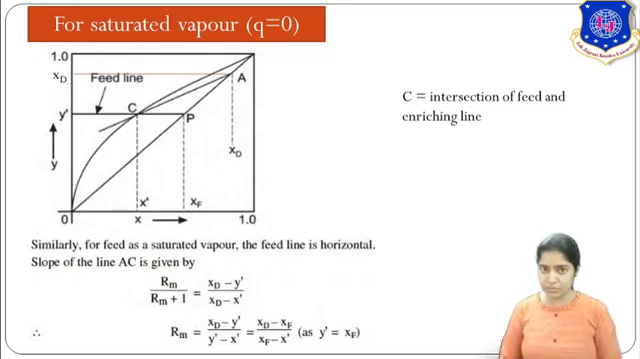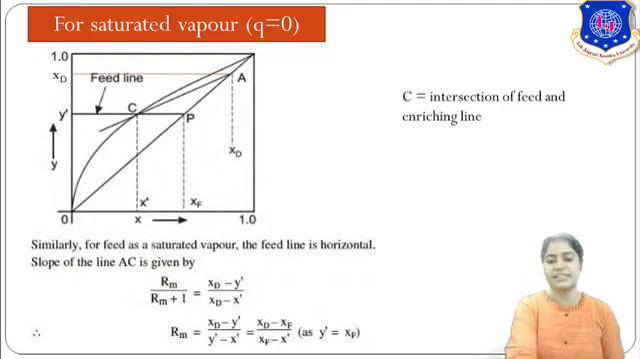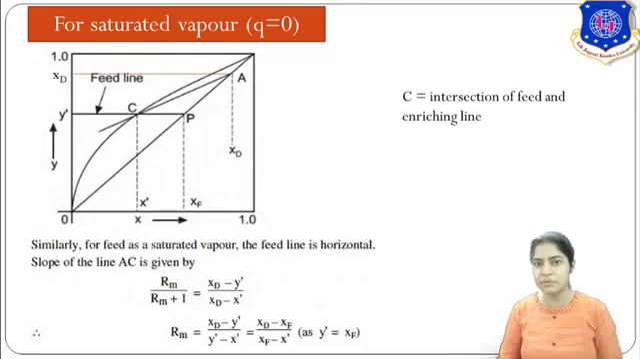Now similarly, what is the slope? Rm upon Rm plus 1 for the enriching section, that is equal to, from the y-axis, xd minus y dash upon xd minus x dash. You have to take the coordinates of your C point, because we need to find the minimum reflux ratio. Hence the coordinates will be of the C point, that is the intersection. So that way you get your Rm value.